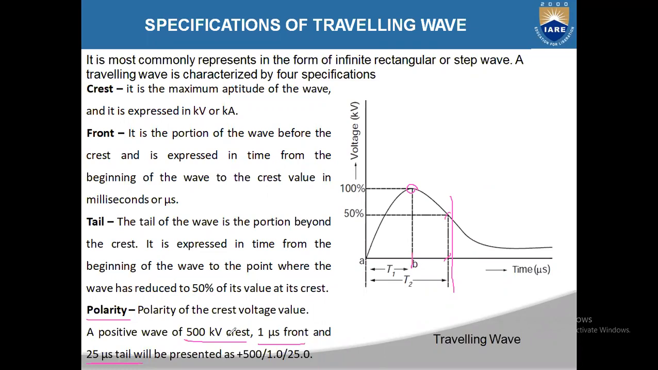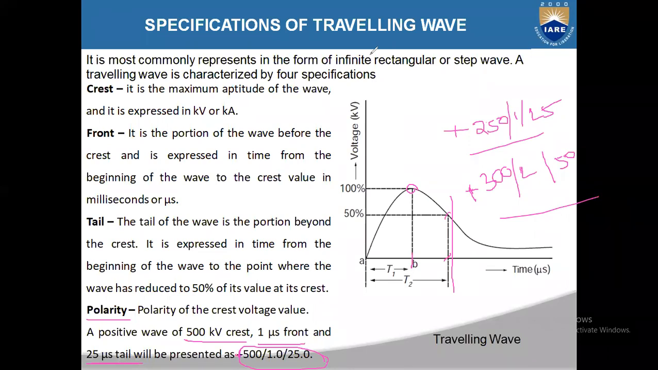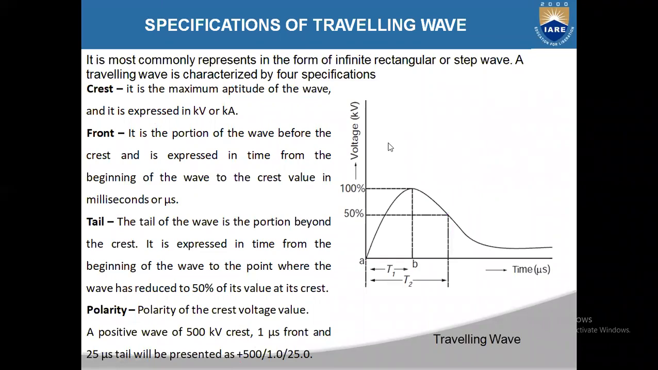Now if the wave is positive, you can represent it with the symbol plus: plus 500 by 1.0 by 25.0. This is the representation of a traveling wave: first polarity and then magnitude, then wave front, then wave tail. If you have a current wave, then plus 300 kiloamperes, with a wave front of 2 microseconds and a tail of 50 microseconds. Like this, the representation of the traveling wave will be there. So this is about the specifications of a traveling wave.